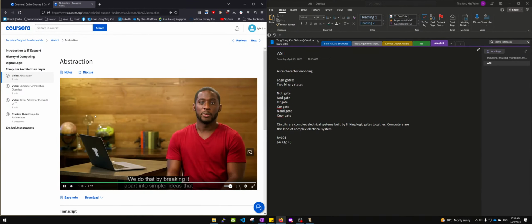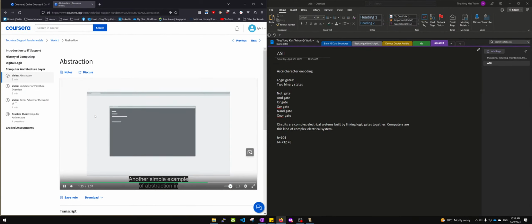to think about. We do that by breaking it apart into simpler ideas that describe single concepts or individual jobs that need to be done, and then stack them in layers. This concept of abstraction will be used throughout this entire course. It's a fundamental concept in the computing world.